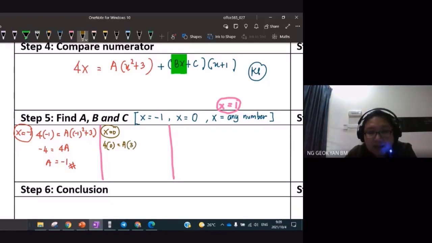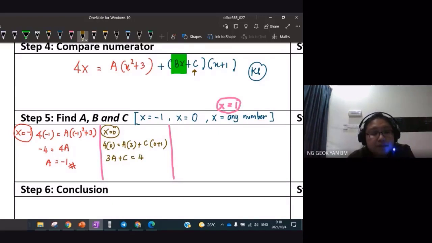This is why I say that the mistake always occurs here. You ganti 0, B je yang hilang. C tetap ada. C is still there after you substitute x as 0. So it means it will be C only. Okay, C and then multiply with 0 plus 1. Di sini kena hati-hati. So therefore you get the equation 3A plus C equals to 4.